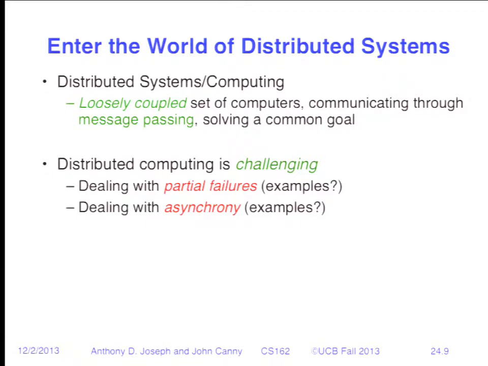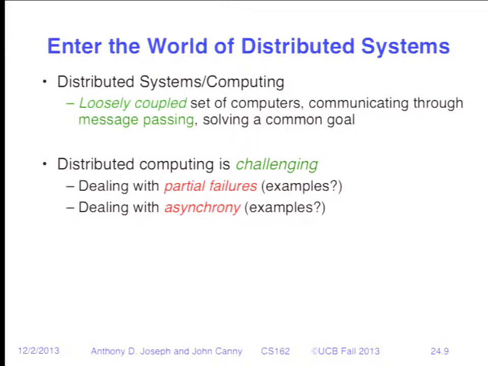We have to deal with partial failures. What's an example of a partial failure? Well, if I have tens of thousands of machines, machines are going to be failing all the time. So if I have a computation that spans 10,000 machines, it has to be able to deal with the fact that occasionally one of those machines is going to fail. And it shouldn't require me to start the computation all over again. That's the traditional model in the HPC world, where I have to load from a checkpoint and roll forward again. It's very, very expensive.